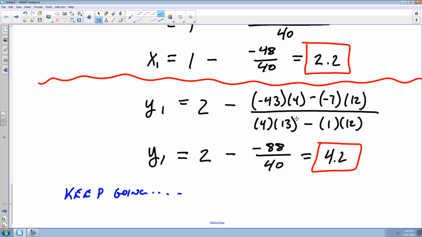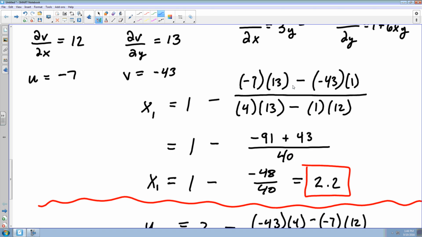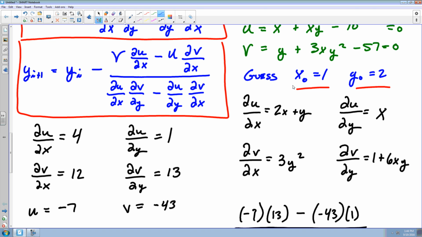Keep going. Right now, use x1 equals 2.2 and y1 equals 4.2. Okay? And be careful here. You do have to recalculate all of the partial derivatives. See how I calculated all the partial derivatives over here on the left-hand side of the page? Those would have to be redone, right? You would have to redo those.